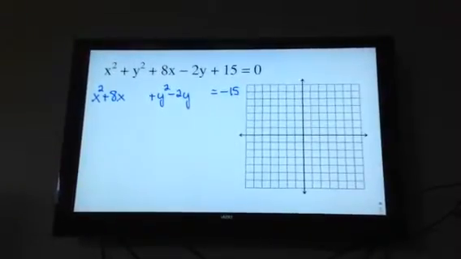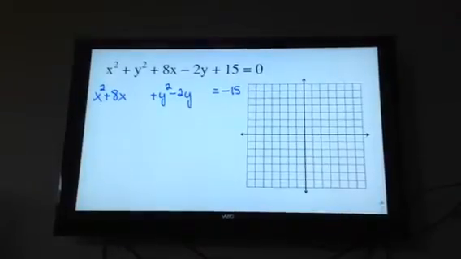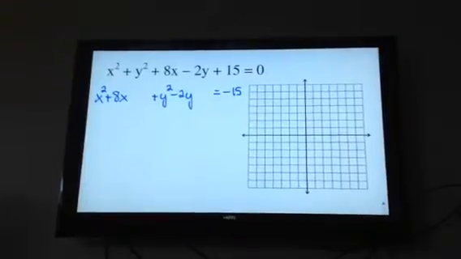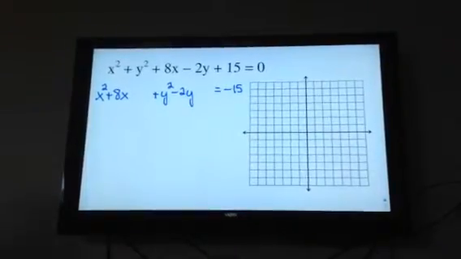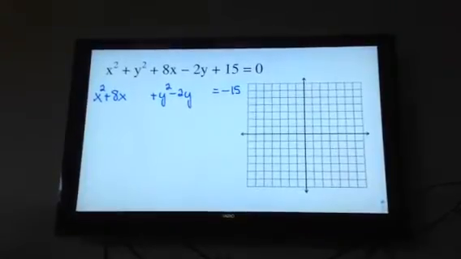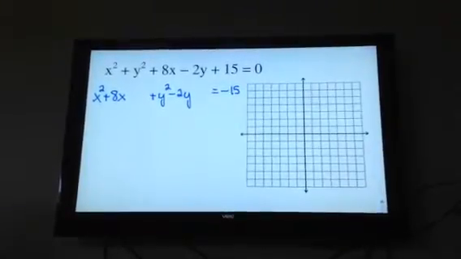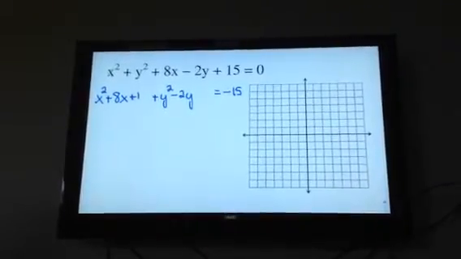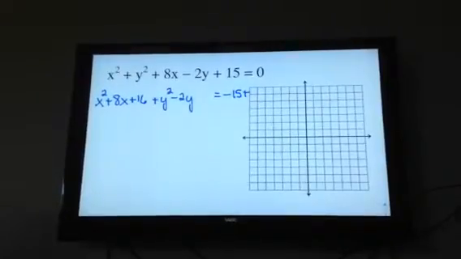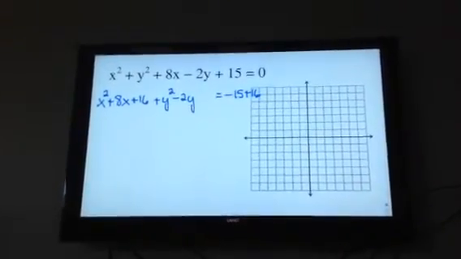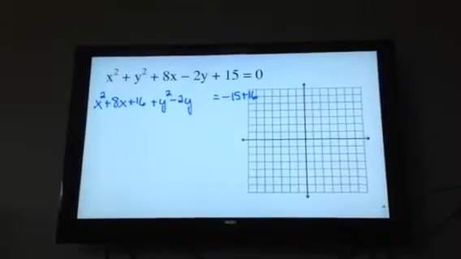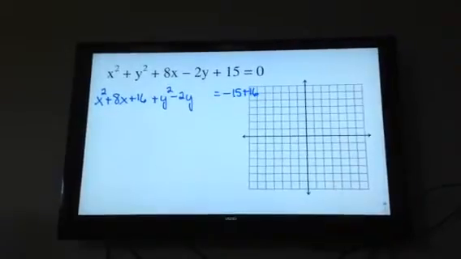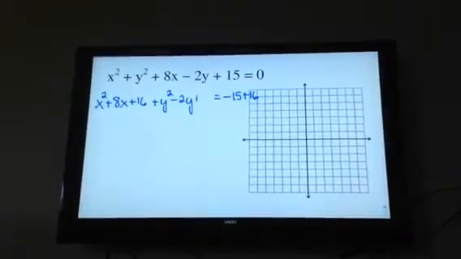Okay, so now we're going to complete the square on the x and complete the square on the y. So we're going to complete the square twice in the same equation. So we're going to take half of 8, which is 4, squared is 16. And I'm going to add it right there. But remember, I got to do it over here too. Add to both sides. And then take half of 2 on the y's now. Half of 2 is 1. Squared is 1. Add to both sides.